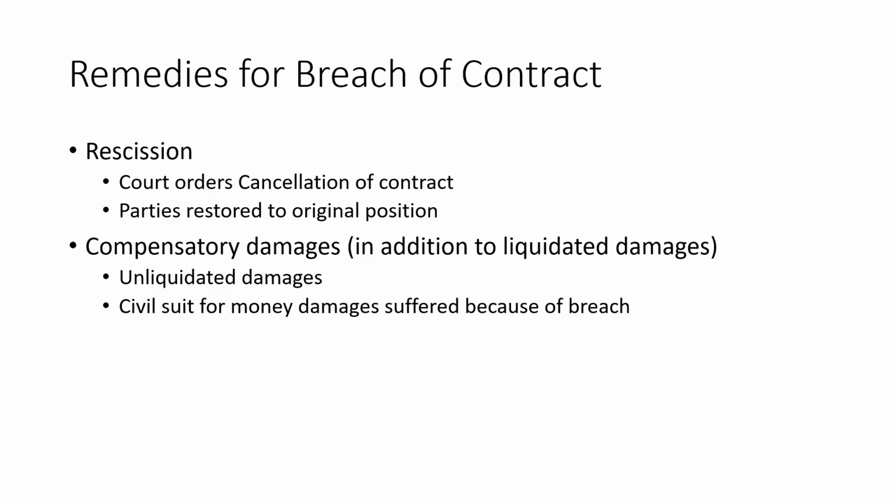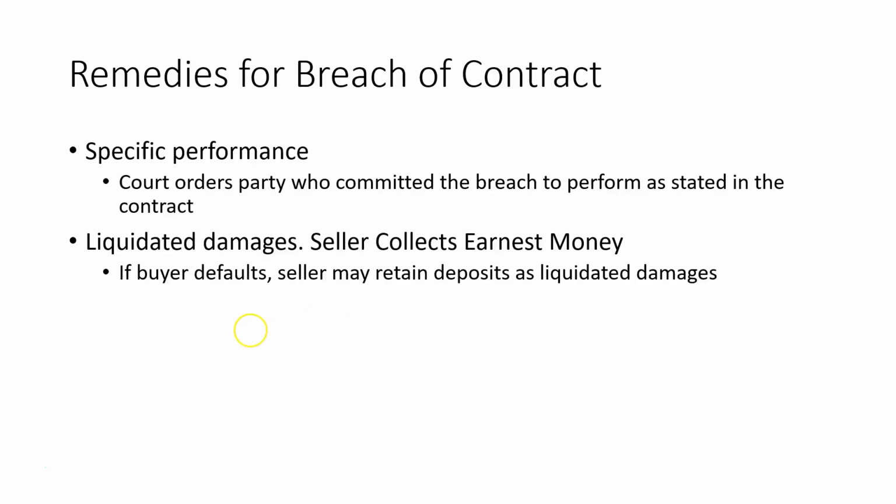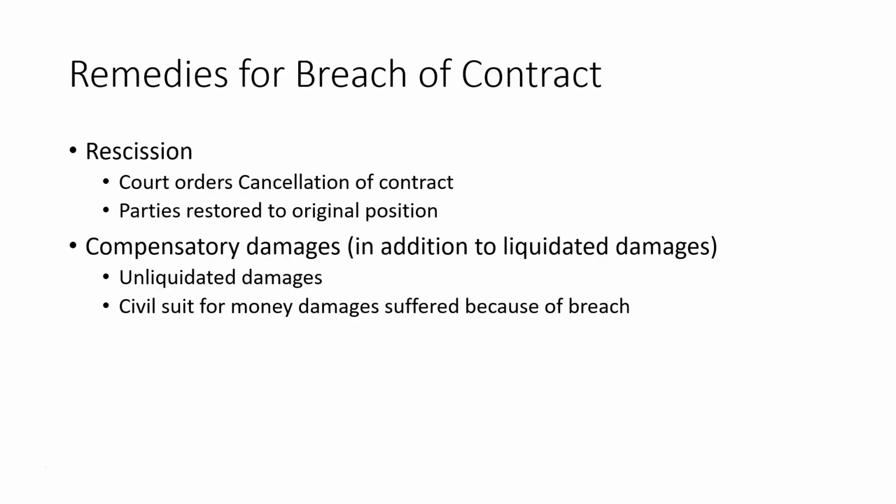And then compensatory damages. Maybe the liquidated damages aren't enough for the seller, for instance, and therefore the seller may sue the buyer for more damages for the trouble that he has gone to with regards to the contract. It's a civil suit for money damages suffered because of a breach. So remember those: specific performance, liquidated damages, rescission, compensatory damages.